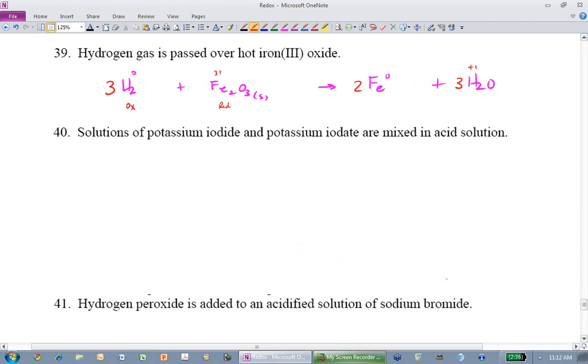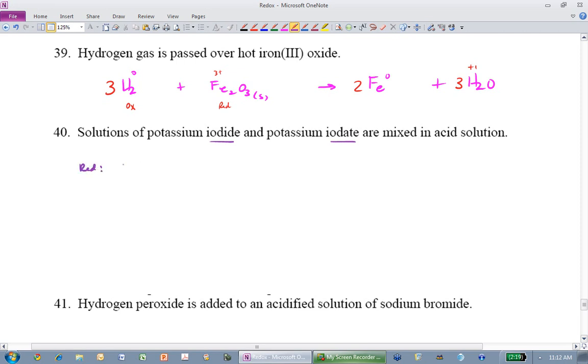You can hang in there. We're almost done. Okay, we've got 6 more to go, I think. 7, actually, because I'm just now doing number 40. Okay, let's go with solutions of potassium iodide and potassium iodate. Oh, this is an easy one. All right, this is a malproportionation. So the I- and the iodate ion both converge on I2.